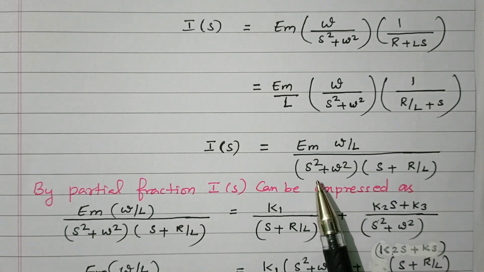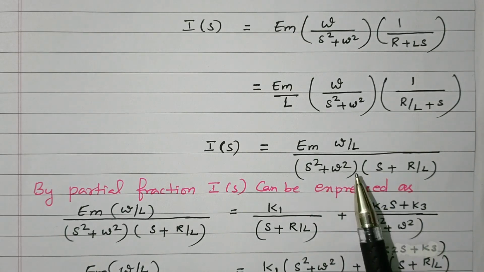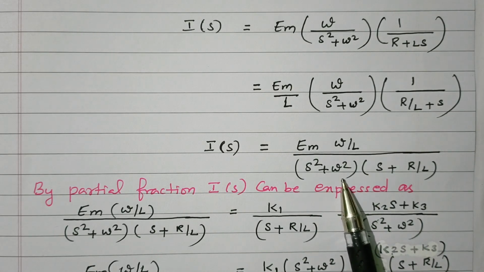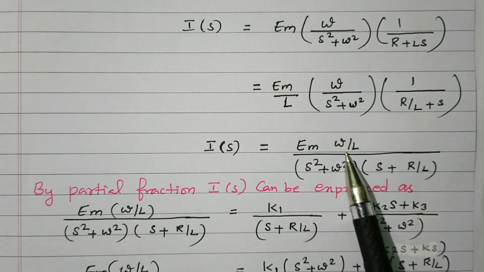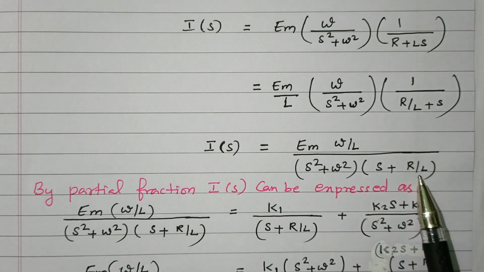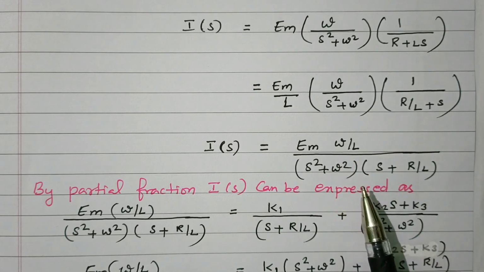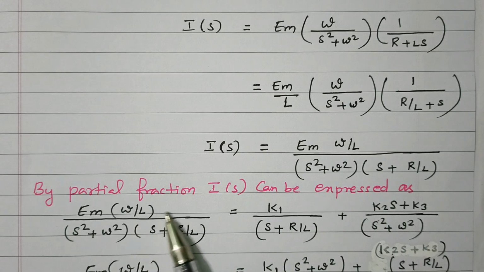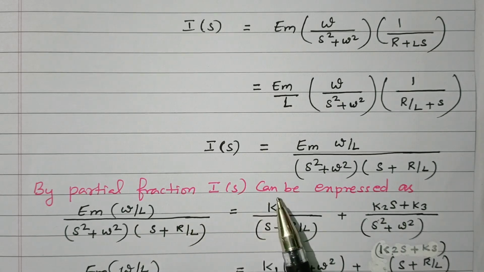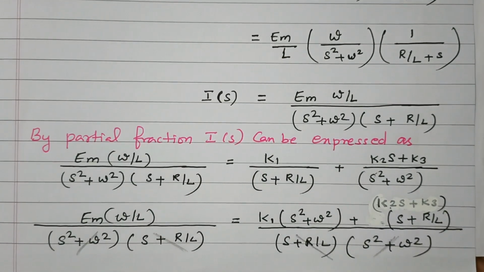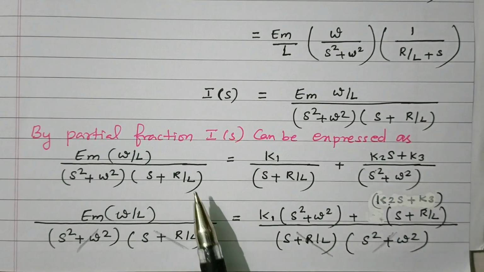We can take the inverse Laplace, but it should be in the standard form. Then only we can take the inverse Laplace. We can take the inverse Laplace of this term alone and this term alone. We cannot take it for both together. So we can use the partial fraction of this I of S. After taking the partial fraction, we can easily take the inverse Laplace. Right. Now we'll see how to use the partial fraction technique.